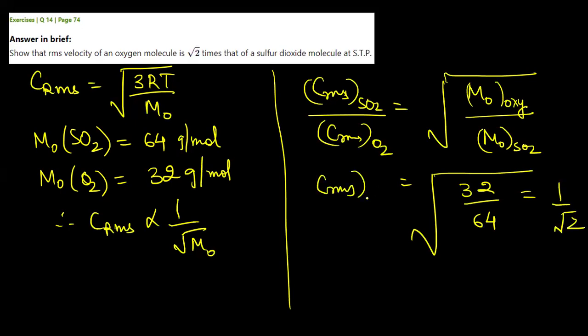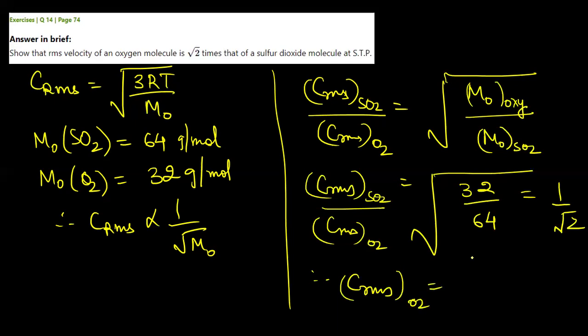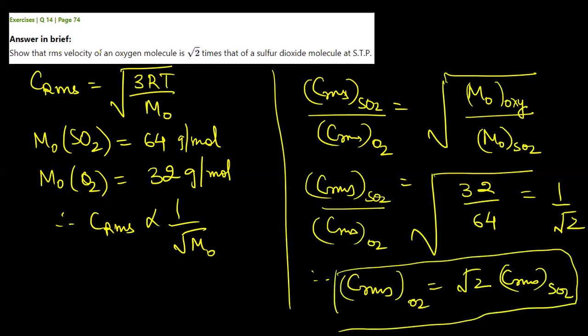So CRMS SO2 divided by CRMS O2. Just cross multiply this. So what do you get? CRMS O2 into 1, CRMS O2 will be equal to root 2 will get multiplied here, root 2 times CRMS SO2. This is what they were supposed to prove. Right? Show that the RMS velocity of oxygen is root 2 times SO2. So oxygen is root 2 times SO2.